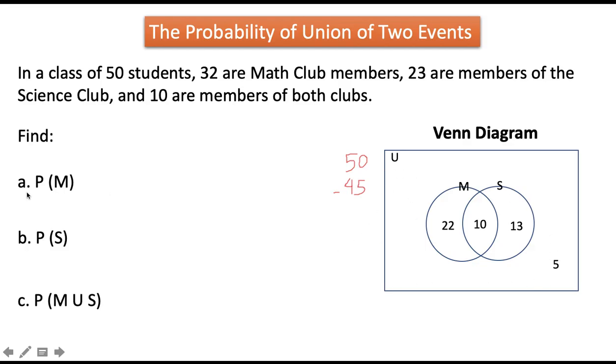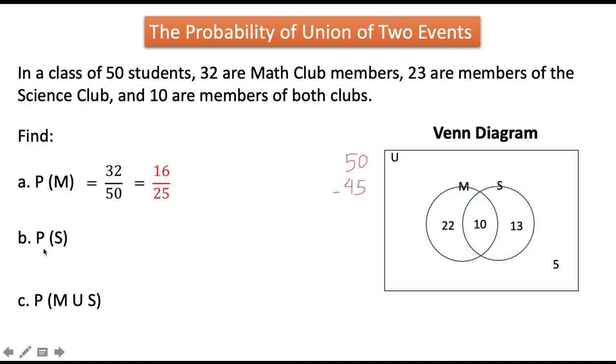So let's start finding the probability that a student chosen is a math club member. So since we have 22 plus 10, we have 32 students who are math club members here. So it means there are 32 out of 50, and this will be the probability of M. Or if we can still reduce it, that is 16 over 25. So that is the probability that a student chosen is a math club member.